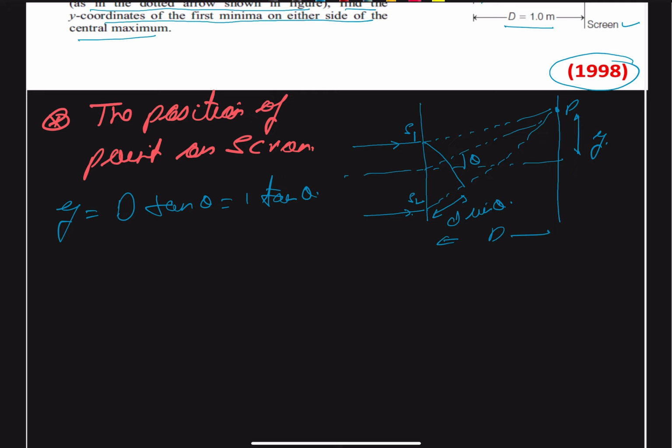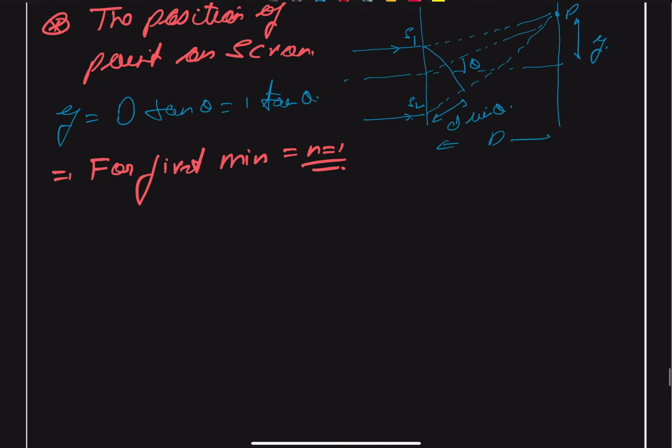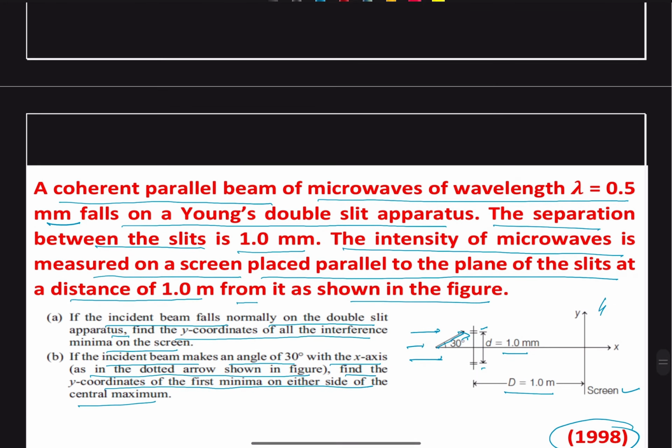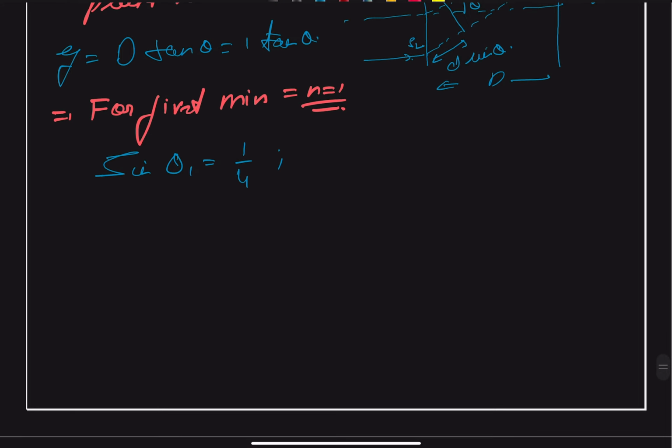So therefore for first minima, we can write the value of n is equal to 1, and this gives us that sine of theta 1 will be equal to 1 by 4 lambda, and we can write that tangent of theta 1 will be equal to 1 upon square root of 15.